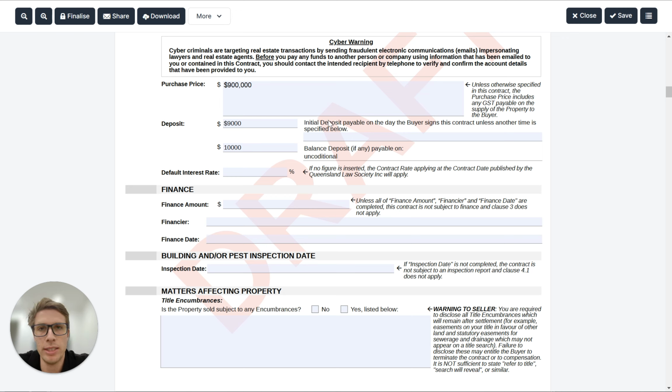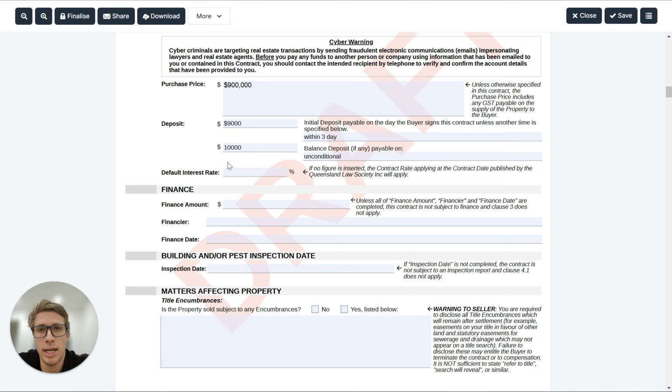So this means here, initial deposit, buyer signs a contract. So this one here, within 3 business days. That's not even how you spell business. Within 3 days. So we're paying $9,000 within 3 days of the contract, and then another $10,000 once the property is unconditional, which I didn't spell that right either.